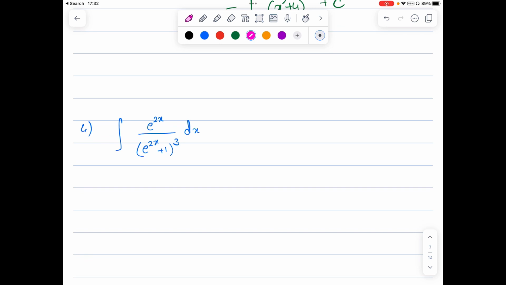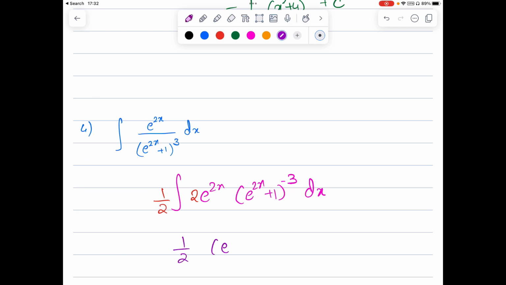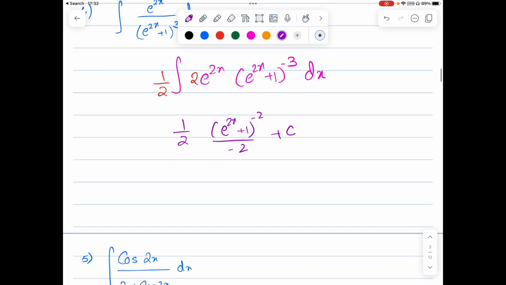Now the same is the case. Bring that e to the power of 2x plus 1 whole to the power of negative 3. Now the derivative of e to the power of 2x plus 1 is 2e to the power of 2x. Multiply and divide by 2. So 1 upon 2 e to the power of 2x plus 1 whole to the power of negative 2 upon negative 2 plus c. So it becomes negative 1 upon 4 e to the power of 2x plus 1 whole to the power of negative 2 plus c.